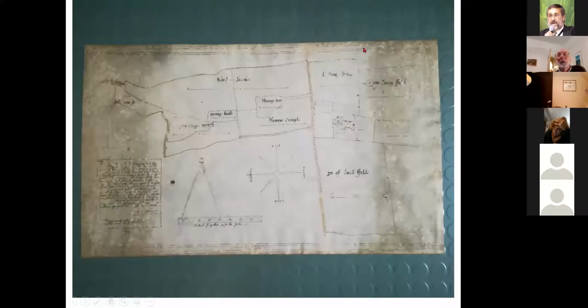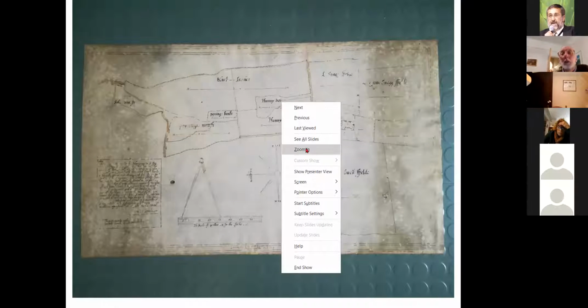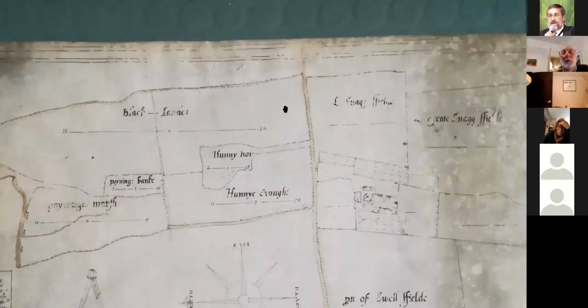Here's another example of an estate map that's relevant to the history of Faversham. This is a plan of the land we now call School Farm. At the time, it was known as Honeyhole Farm. I'll just try to zoom in on that as well. So here we have Honeyhole is the name of the farm here. This is the Graveney Road here, and here's Ewell Farm over here.